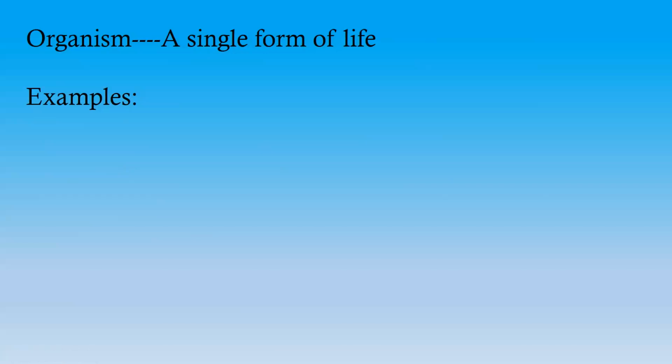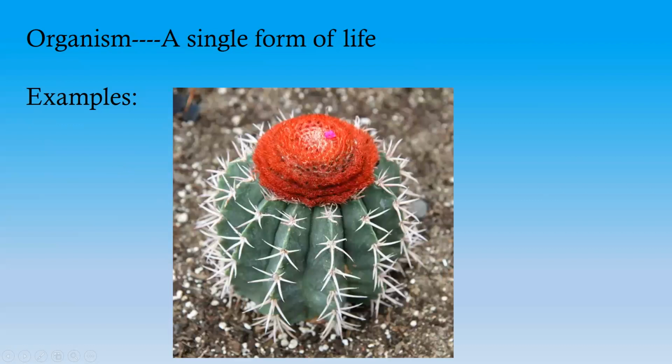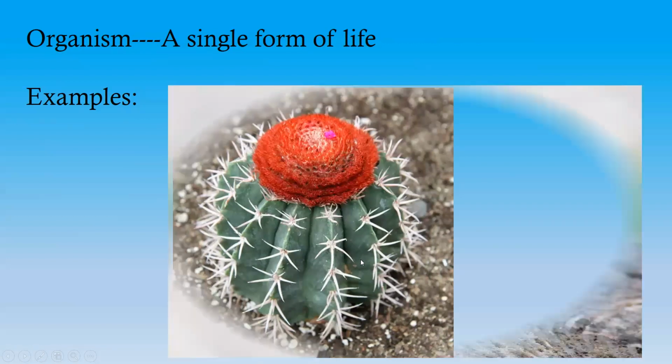Organism. What is an organism? An organism is a single form of life. I have here a few examples of organisms. What is this? Cactus, right? This is a single form of life. Single means one. One cactus.